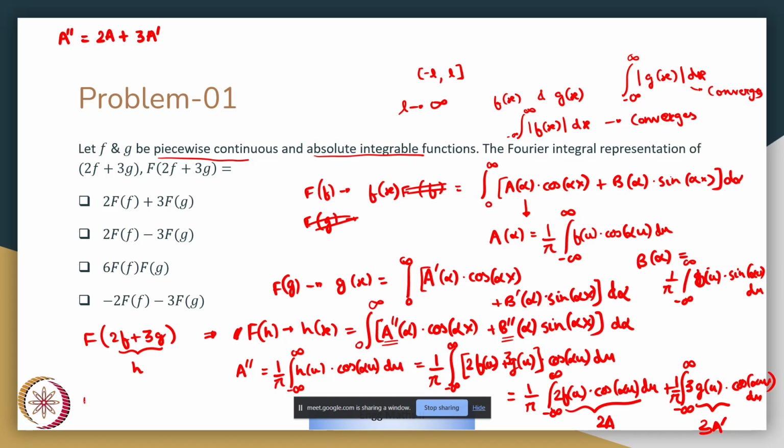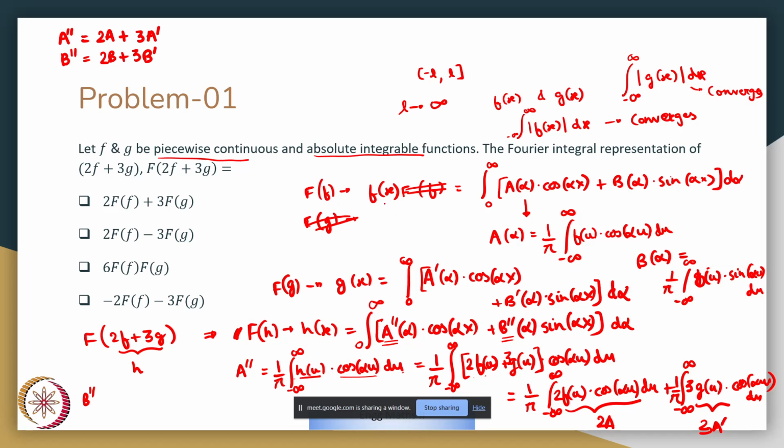Similarly, if we calculate b double dash using 1 by pi h of u sine of alpha u du, and then substitute 2f of u plus 3g of u in place of h of u, we would again get an integral which will be split between the terms of f and terms of g to again obtain twice the coefficient with respect to f of u and thrice the coefficient with respect to g of u. So that essentially could be written as b double dash is 2b plus 3b dash.